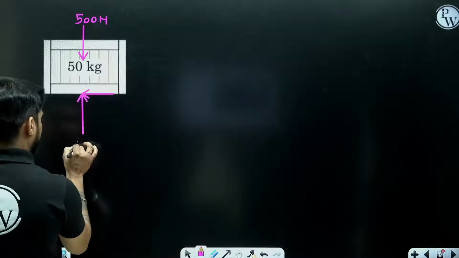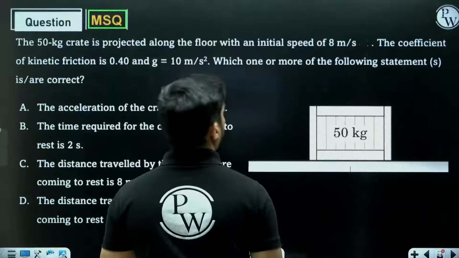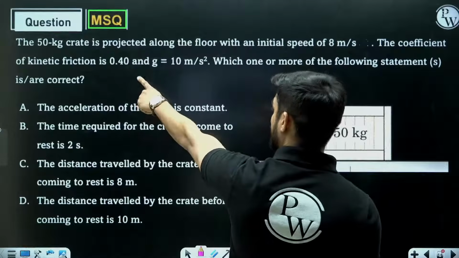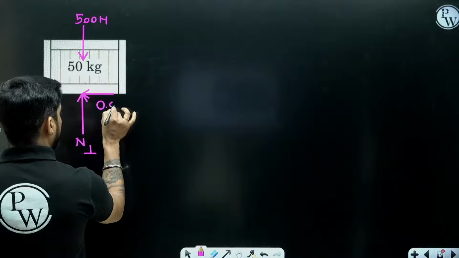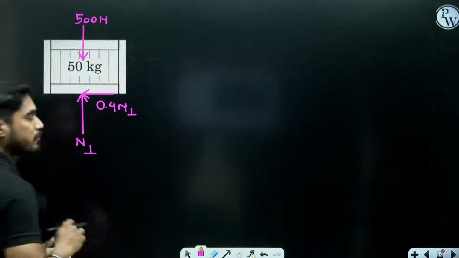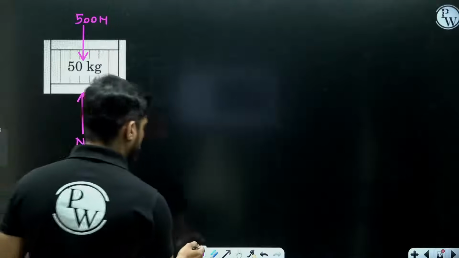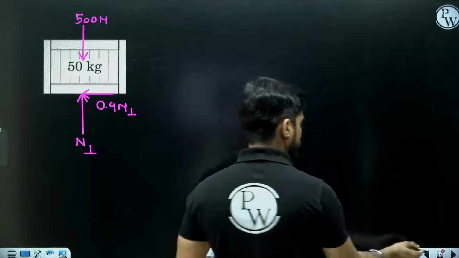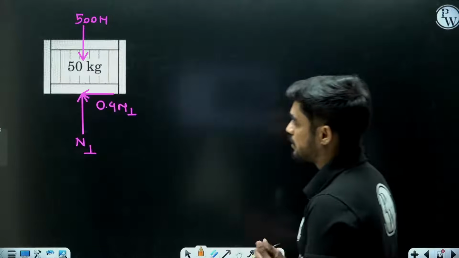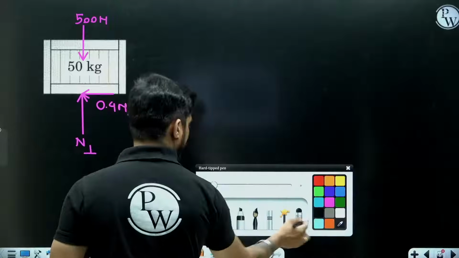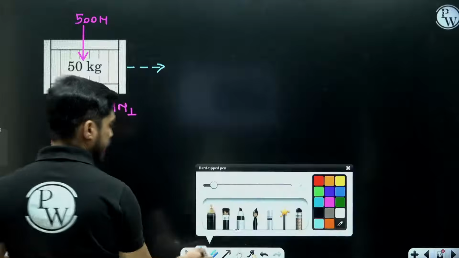So the normal force is, let's say, N1. And what will be the friction force, beta? The coefficient of kinetic friction is 0.4. Here we will use the coefficient of kinetic friction, μ into N1. So this is the friction force. Now understand, is the acceleration of the crate constant or not? So how are we going to understand? Let's say it is moving towards right.